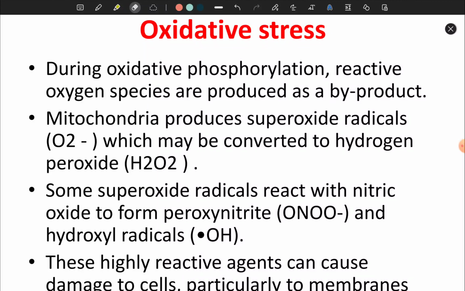Reactive oxygen species need electrons and they don't care where these electrons are coming from. So they cause diseases, they cause problems to the cells and the patient or the person. Mitochondria produce superoxide radicals which may be converted to hydrogen peroxide.